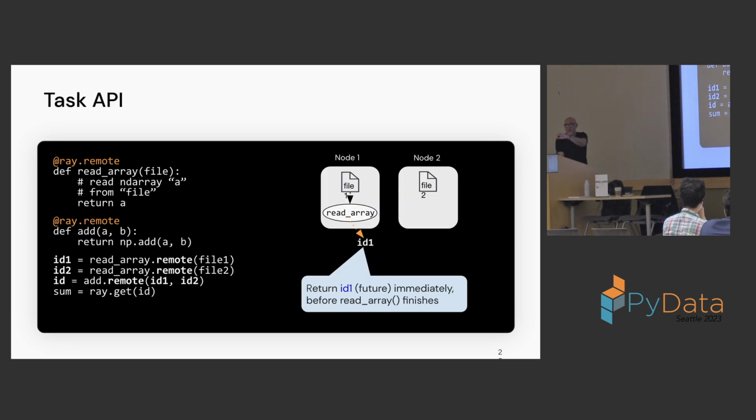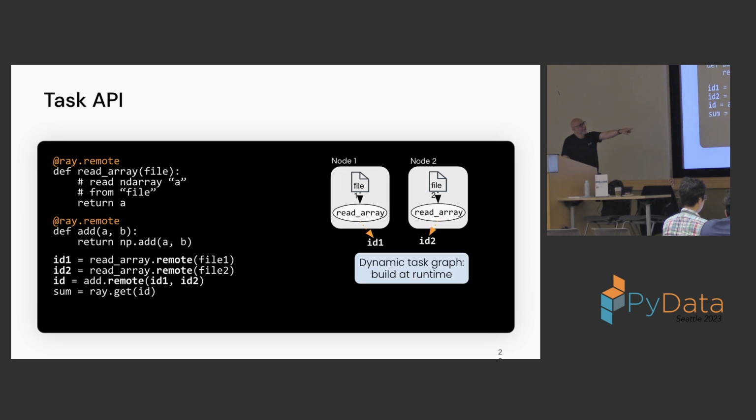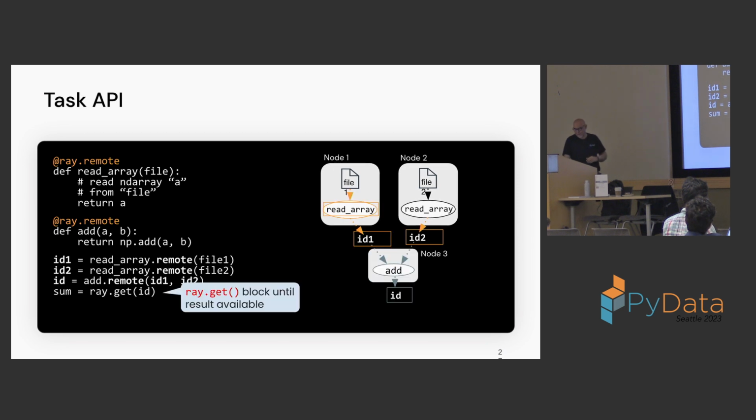And this is what we were talking about: when this actually happens, I have read.array that's reading a file and is going to return an ID reference right away. The other read array could be scheduled on another node, and it's going to return a reference. So there's this dynamic graph it's actually building. And then we're adding those two numbers and returning the value of the particular reference. And then finally, we're doing array.get.